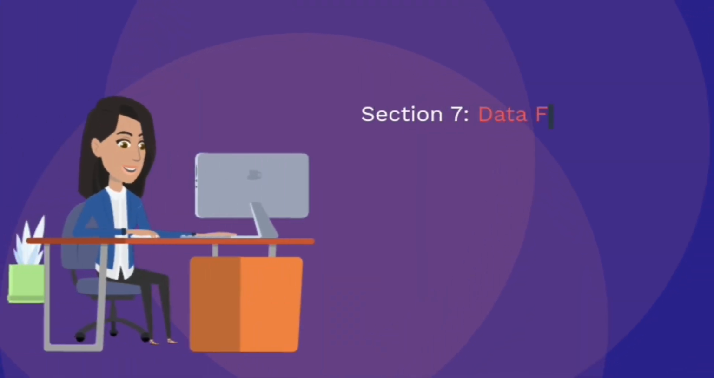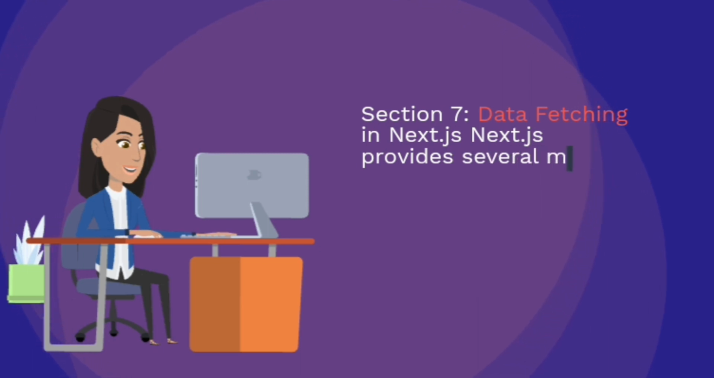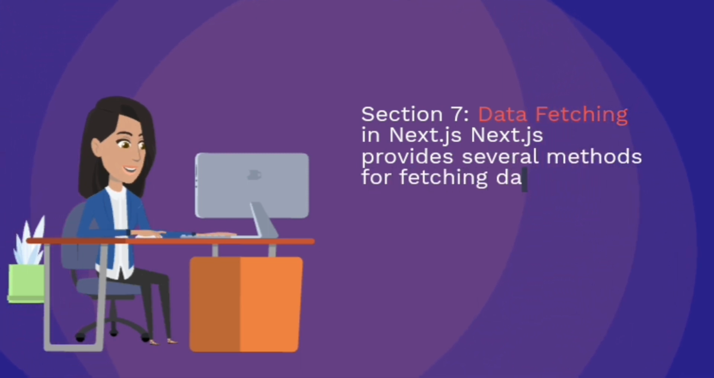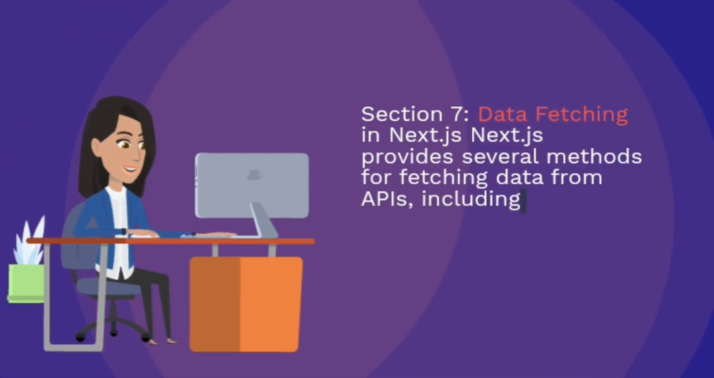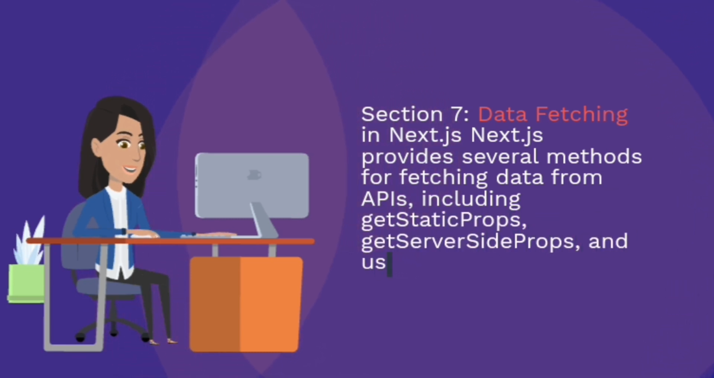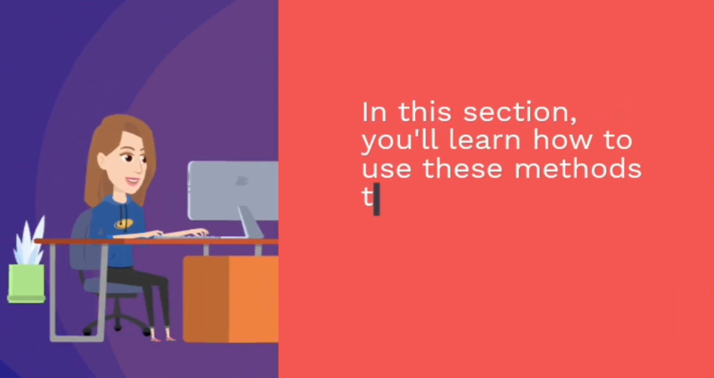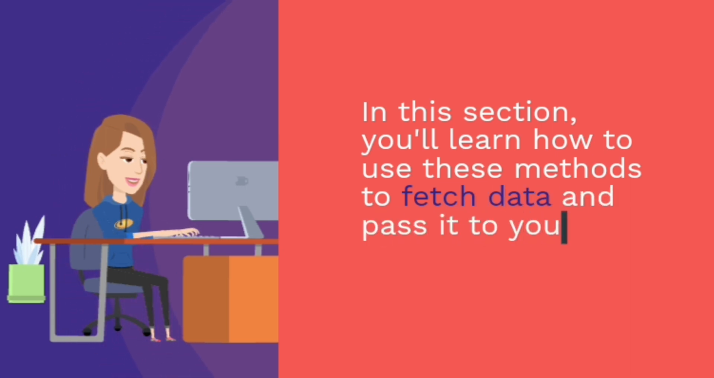Section 7. Data fetching in Next.js. Next.js provides several methods for fetching data from APIs, including getStaticProps, getServerSideProps, and useEffect. In this section, you'll learn how to use these methods to fetch data and pass it to your components.